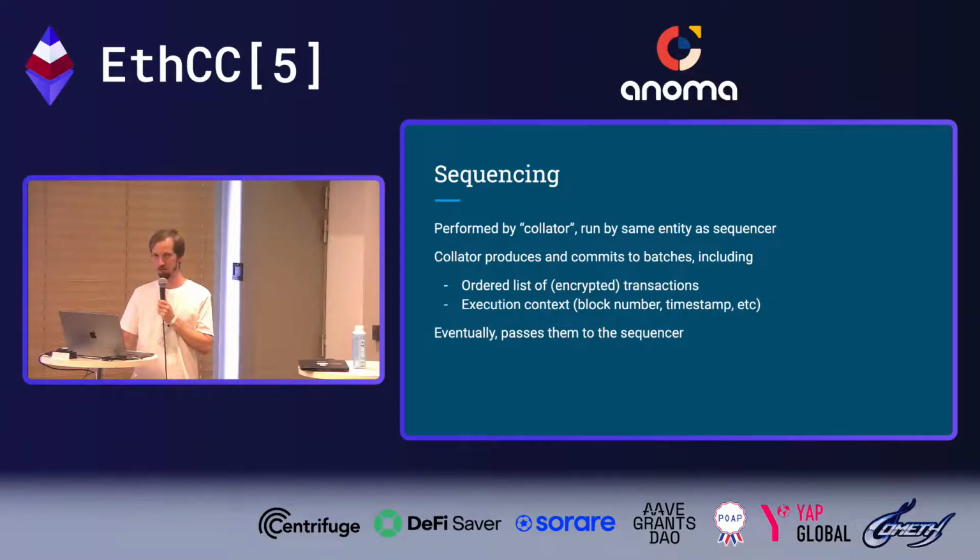Now the sequencing step: as I said earlier, there's still a block producer that orders and can order however they like. We call this entity the collator, but it's basically the same as the sequencer, just a different name because it's two different pieces of software. Their job is to produce these batches, commit to them, including, of course, the ordered list of transactions. But in addition to that, they also commit to the block number and the timestamp, all this context under which a transaction is executed, because this can also, in theory, be used to front run. So they also finalize that before transactions are decrypted. And eventually, these transactions are then passed to the sequencer.